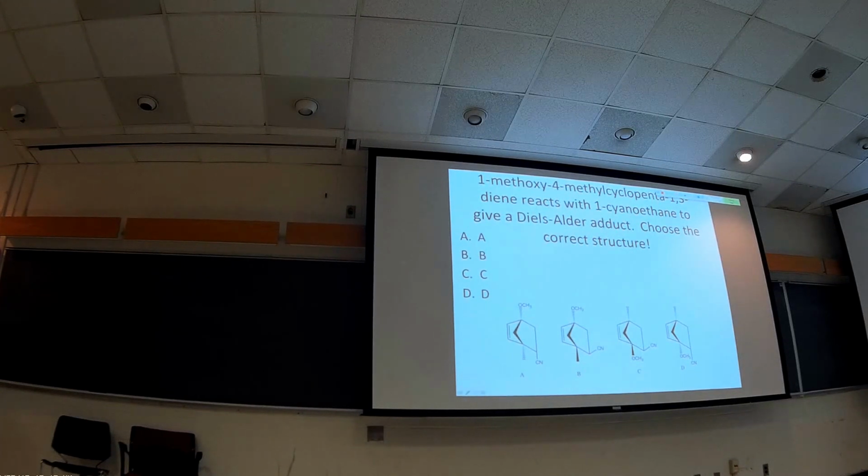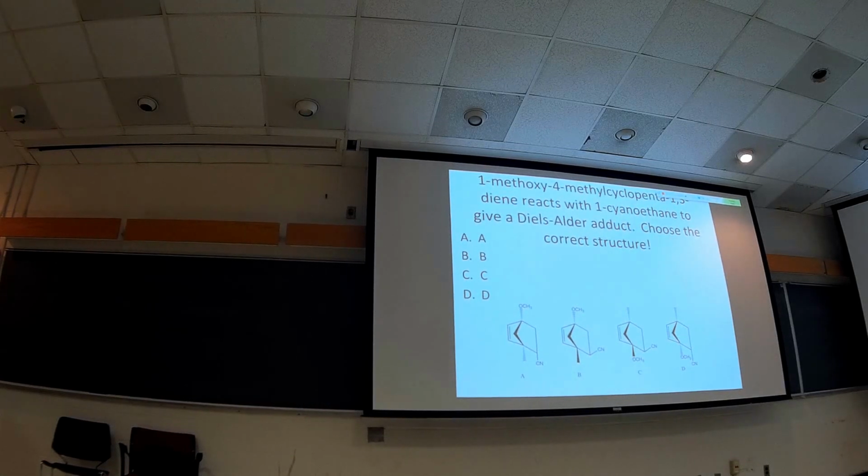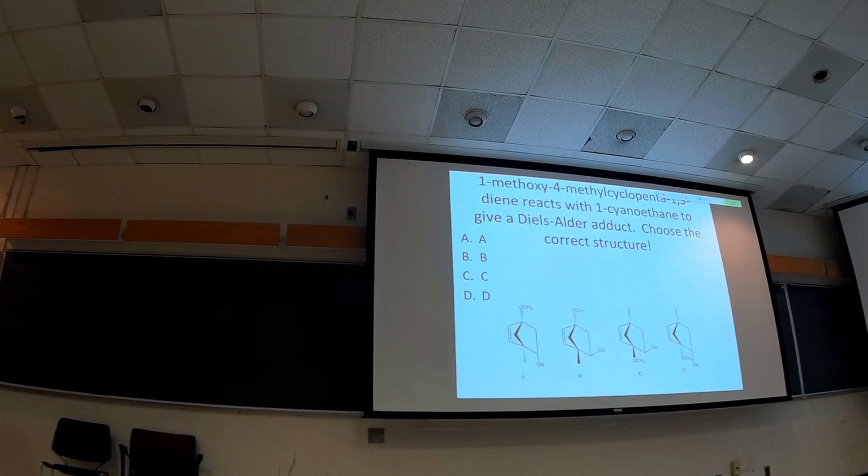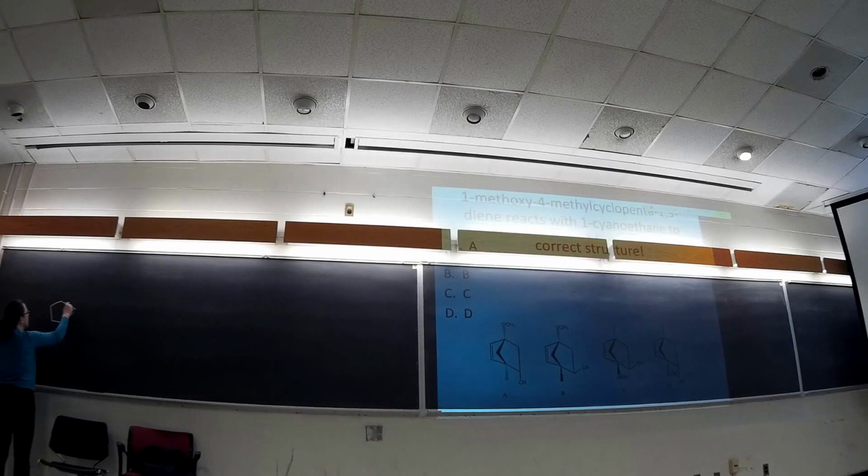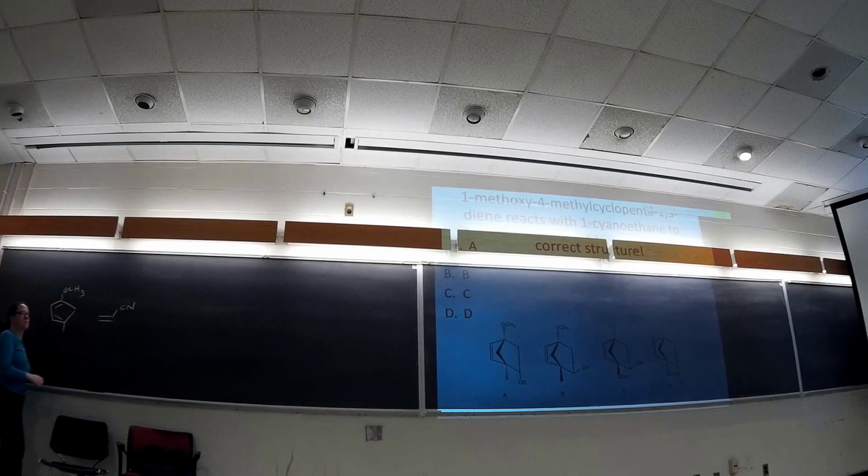Okay. So everyone can see that's 1-3, right? 1, 2, 3. This is 1-cyanoethane. Oh, Diels-Alder is when you have the diene, right? Is that supposed to be ethene or is that really 1-cyanoethane? It's ethene. Okay. Oh, it's ethene? Okay. Here you go. Thank you.